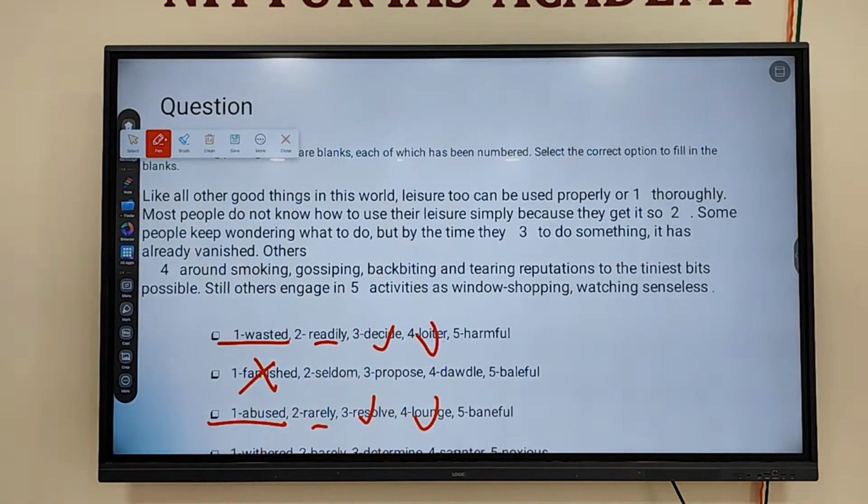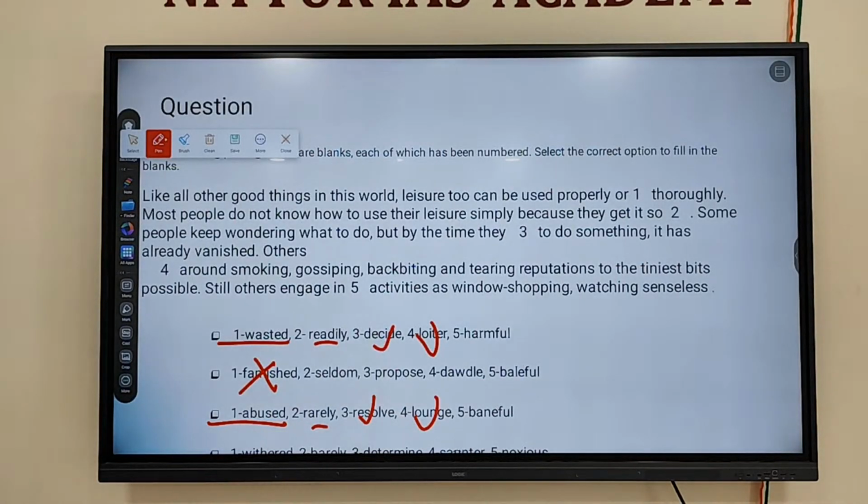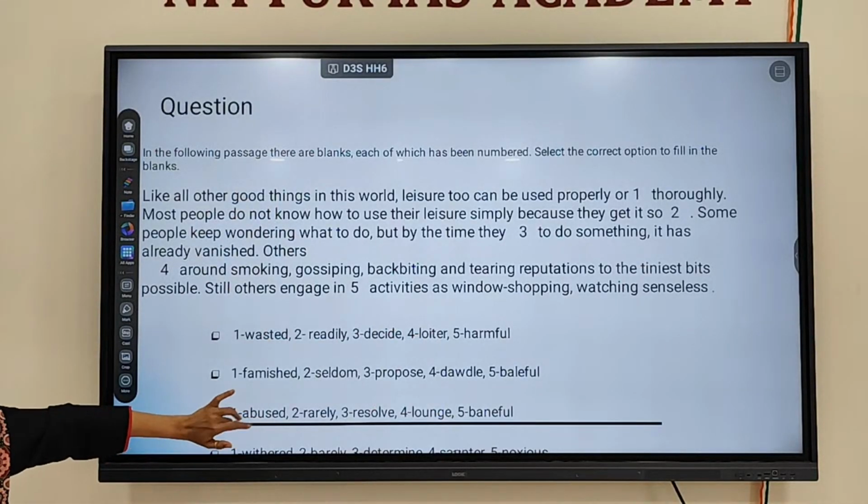Option 1 or option 3? Option 1. Option 3. Option 1. Answer is option 1. According to my notes, the answer is option 1.